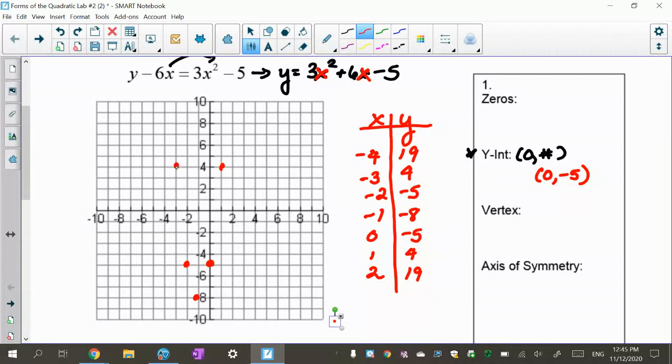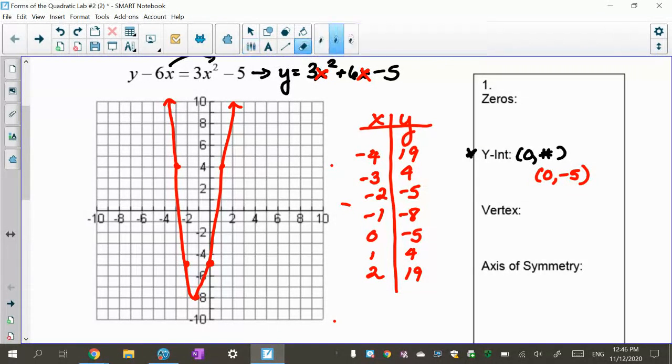So it's kind of a skinny one. And 19's off my graph, so I'm just going to draw it like this. So I have a nice curved parabola. And this one, I notice, does cross the x-axis, but it doesn't look like it has nice points, but that's okay. I don't need to have them be nice.